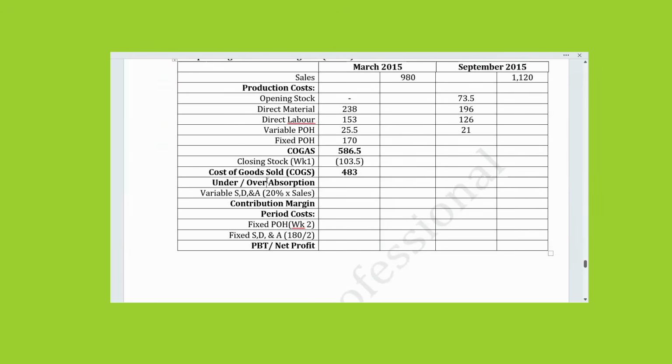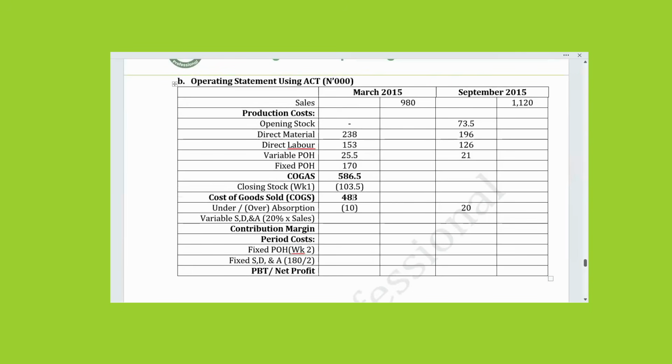Let me put this one in brackets. Okay. So here is over by 10,000. Deduct it. Here is under by 20,000. You had it. All right. So what do you have here? What do you have here?